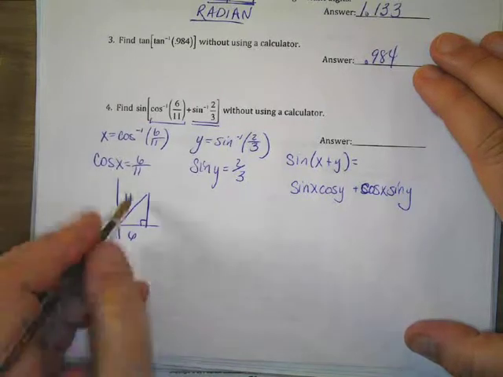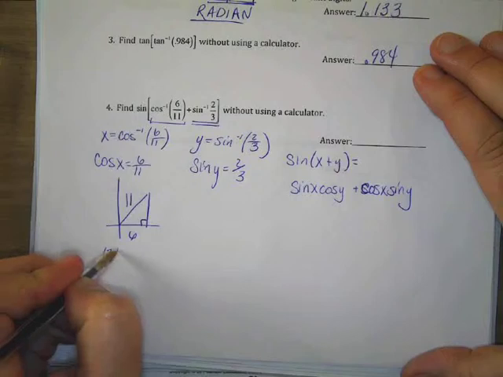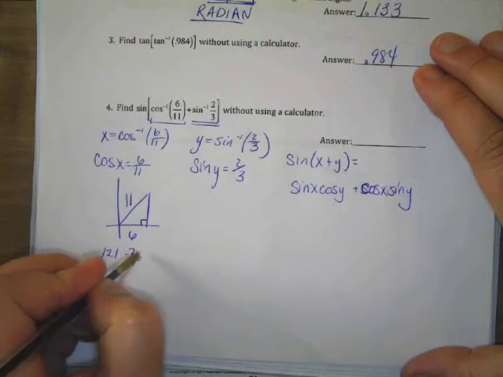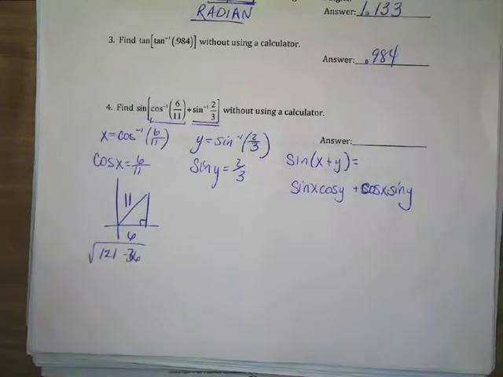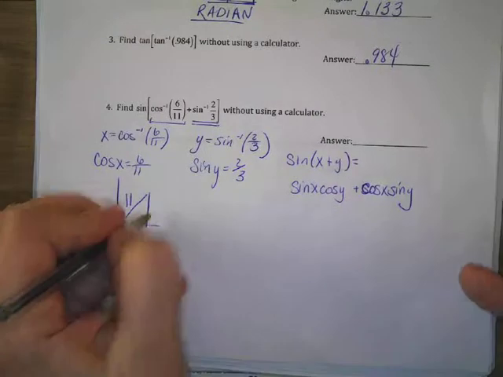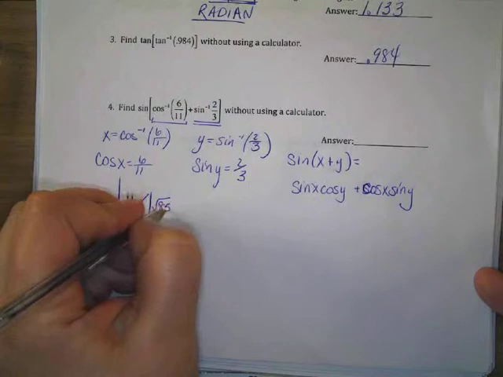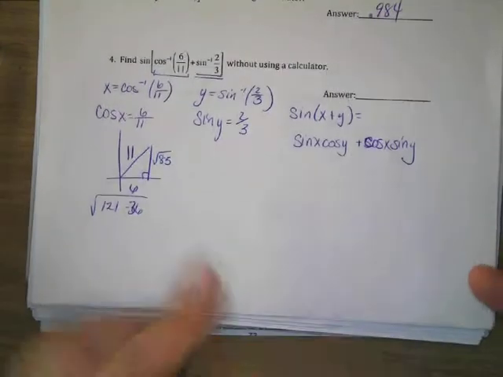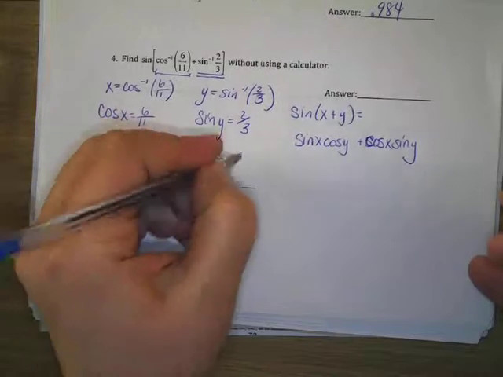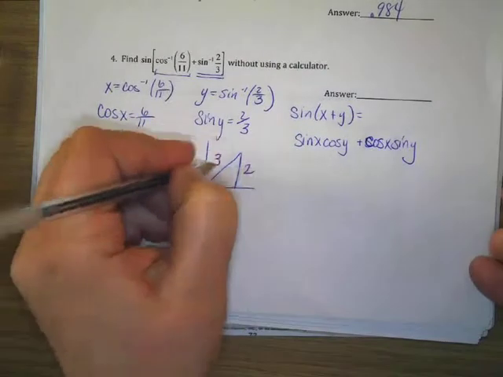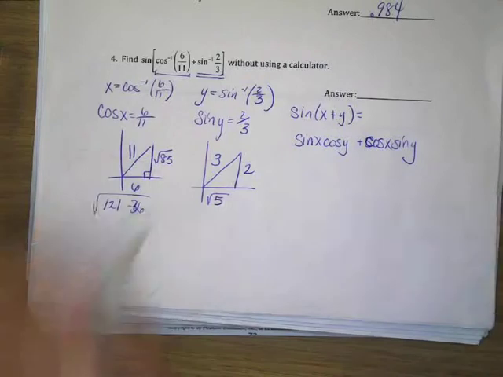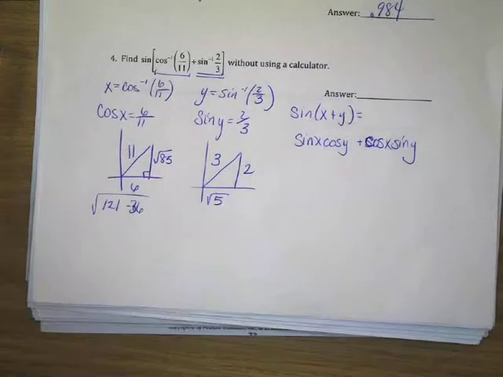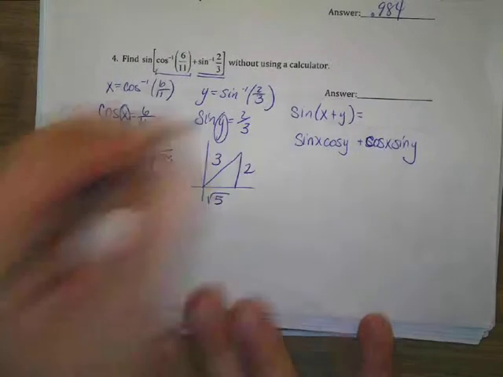So what would the missing side be? Hypotenuse squared minus the other side squared, square root of that. What's 121 minus 36? 85. Square root of 85. Just leave it. Are you okay there? And then here, it's positive, so that's why I'm drawing these in the first quadrant. So 9 minus 4 is square root of 5. So don't forget, this is your x triangle, this is your y triangle.